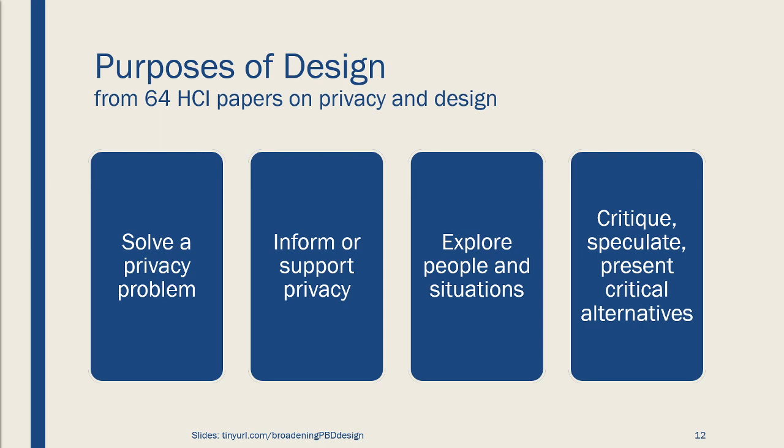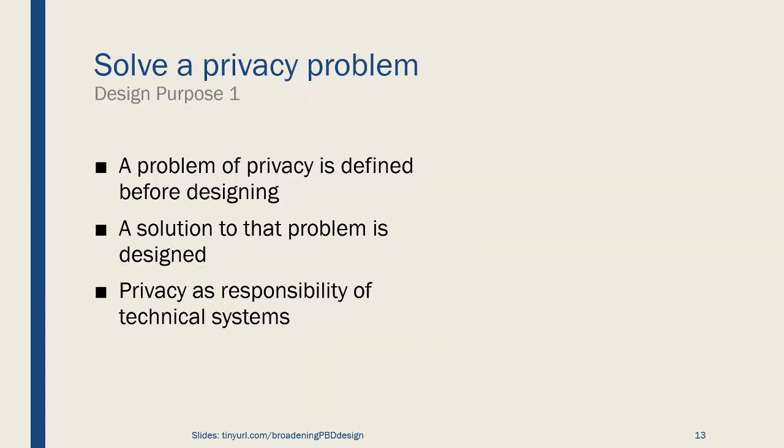So first, design can be seen as a way to solve a privacy problem, which occurred most often in the papers that we looked at. And I think colloquially, this is often how we think about design, as a way to solve problems. This is often how design is discussed in privacy by design discussions. When viewing design in this way, privacy is presented as a problem that has already been well defined at the beginning of the design process, and a solution is designed to address that definition of the problem. A lot of responsibility for protecting privacy here is placed in the technical system.